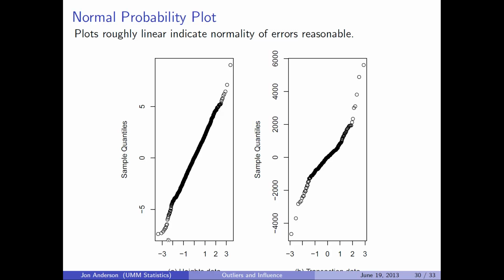The more that the QQ plot is in a straight line, the more normal the observations are that you're plotting, and we're plotting the residuals here. You can see that the transaction data is not quite so linear, suggesting that the errors there are not really closely normal. Don't panic though, remember that regression analysis works really well even if the errors are not exactly normal.